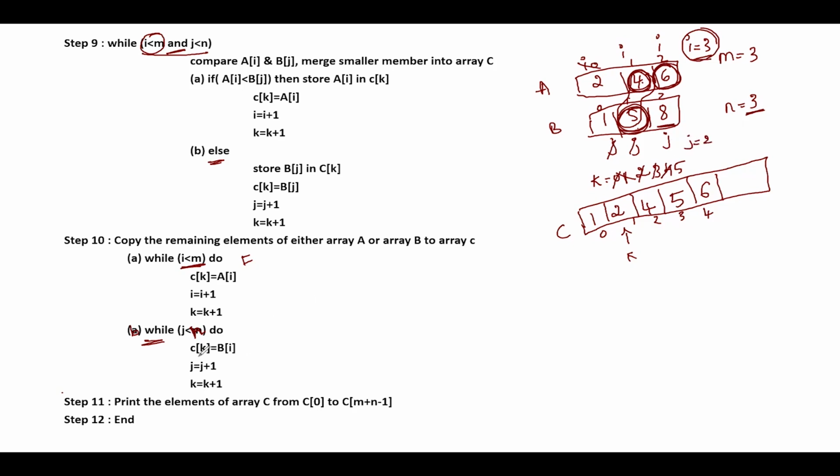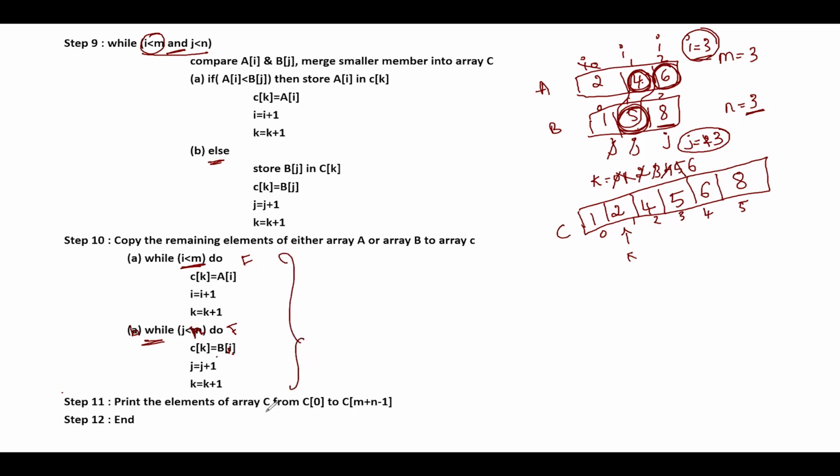So what I'm going to do is C of K is equal to B of J. So C of K value is nothing but 5. Here I'm going to store the value of 8 and increment the J value. Now J value is going to become 3 and also increment the K value. Okay, and once again check whether J is still less than N, but in our case it has become equal to, hence this while loop also fails, hence I have completed this loop as well.